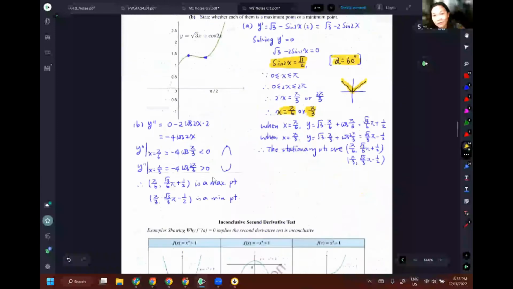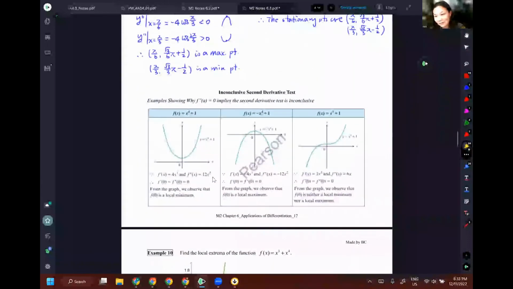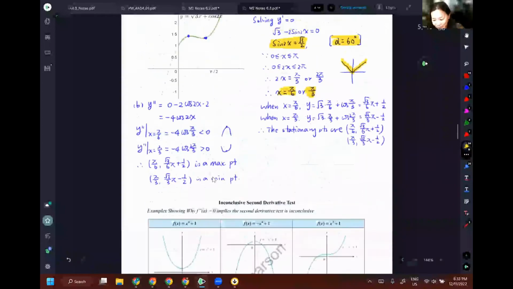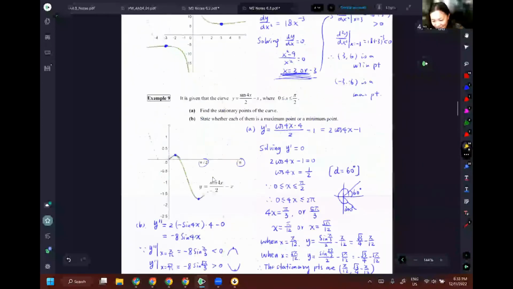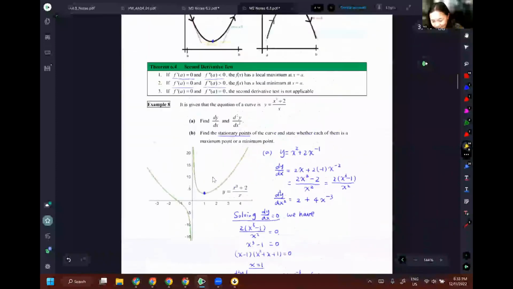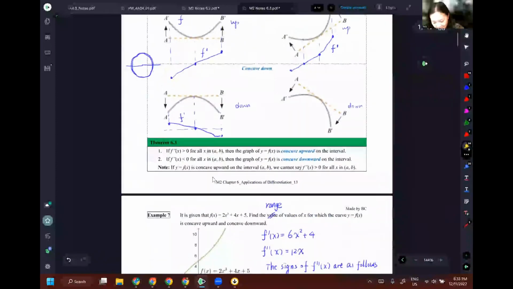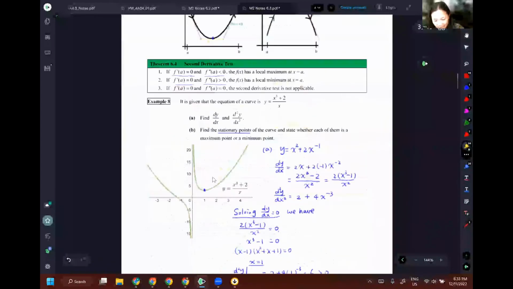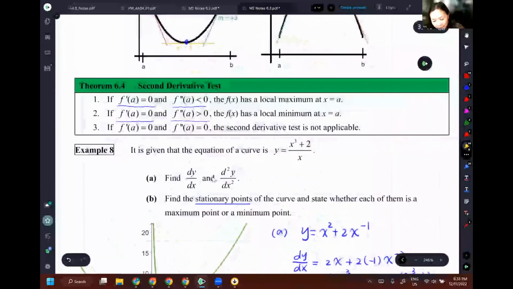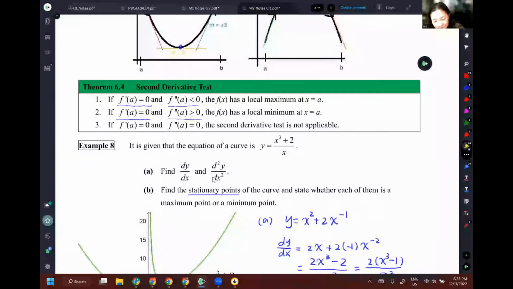Now, what are we going to talk about next? The next part is very hard because I'm going to address the notes. This one sentence says that the second derivative test can fail if you find the second derivative equals 0.